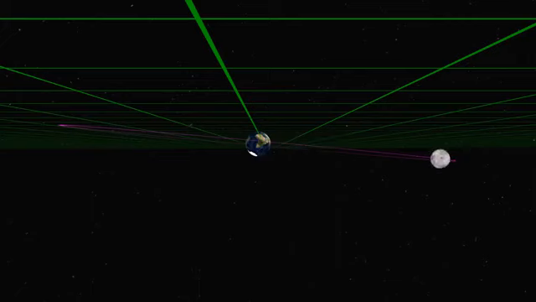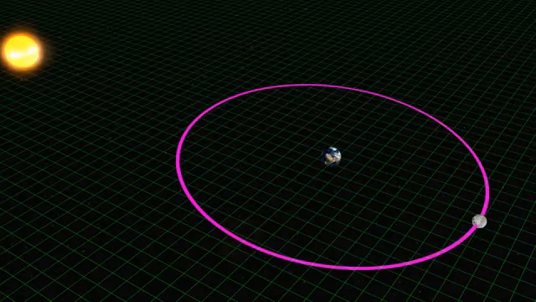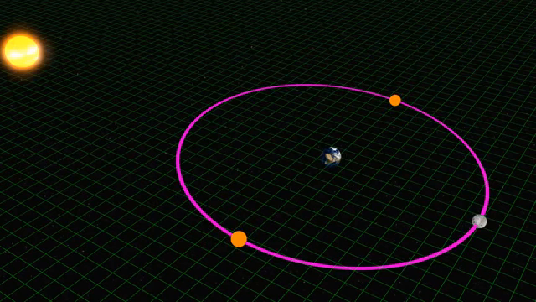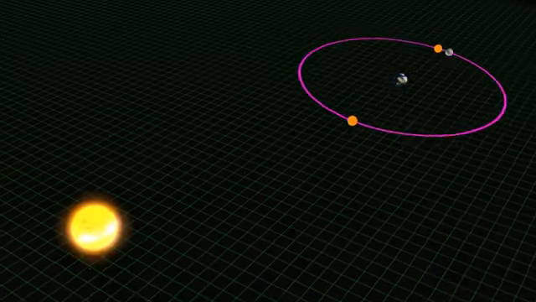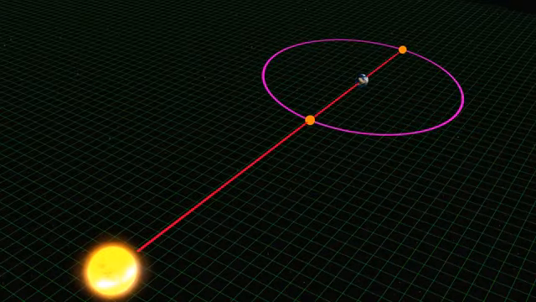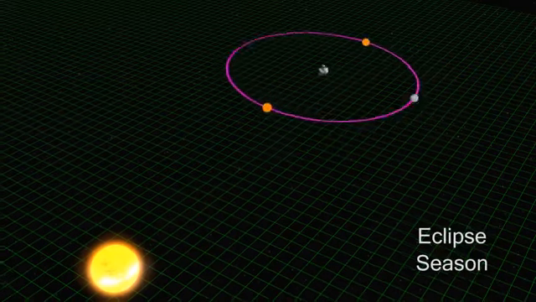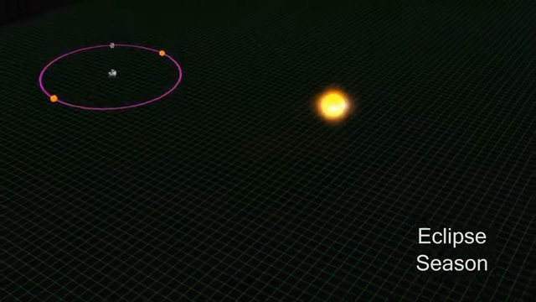We can map out 2 invisible points in space at which the Moon's orbit crosses the ecliptic. We call these the lunar nodes. When they line up with the Sun, Earth, and Moon, that's when a solar eclipse or lunar eclipse will occur. This is referred to as an eclipse season. These happen about twice a year.